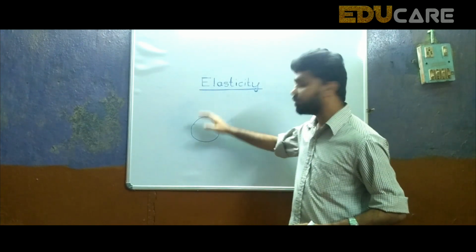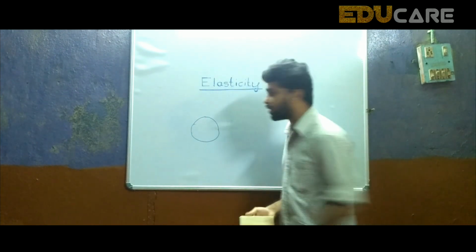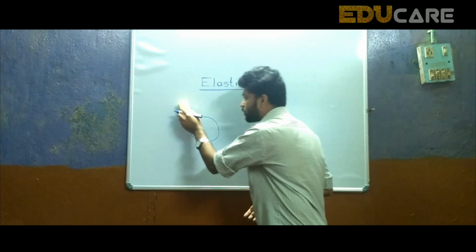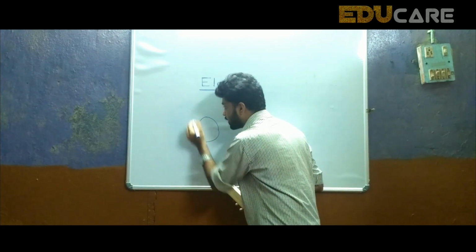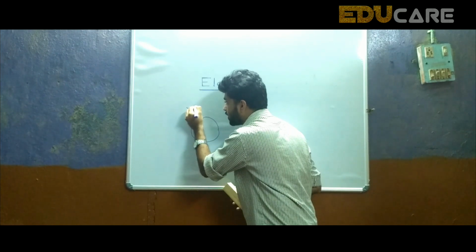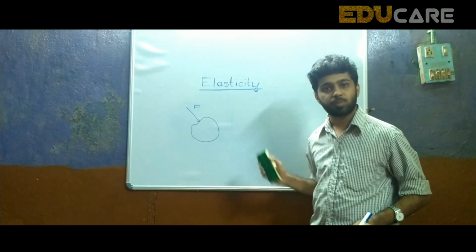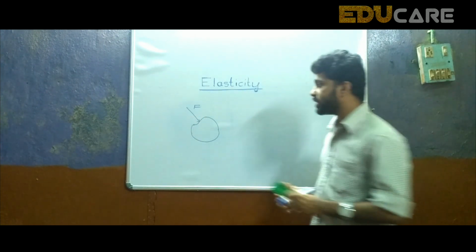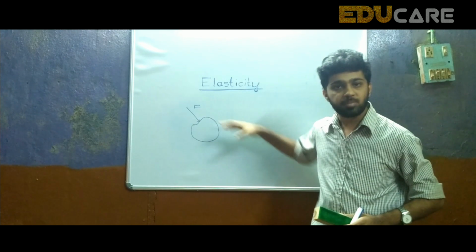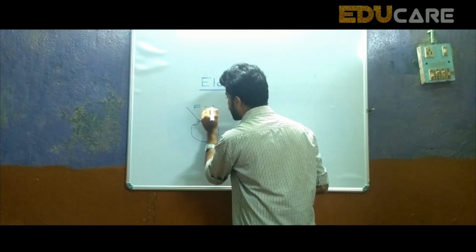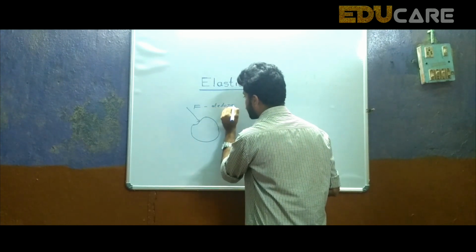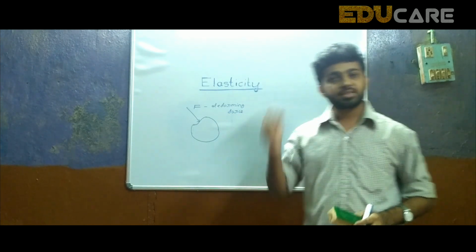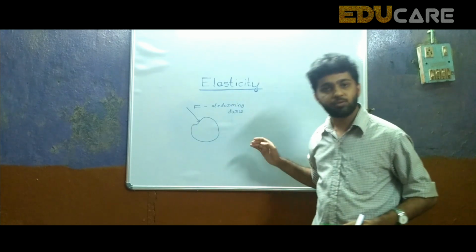Now let us consider an elastic body. Now we are applying an external force. Because of this external force, the size and shape of the body changes. Then the body can be said to be deformed. The force which is responsible for the deformation of the body is called the deforming force. The force which changes the size and shape of the body is called a deforming force.